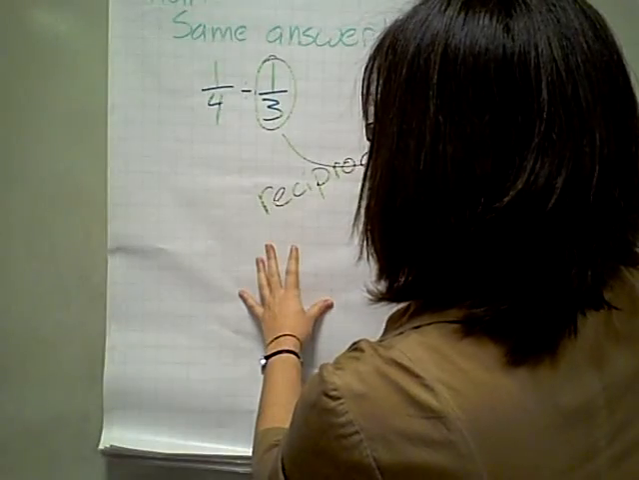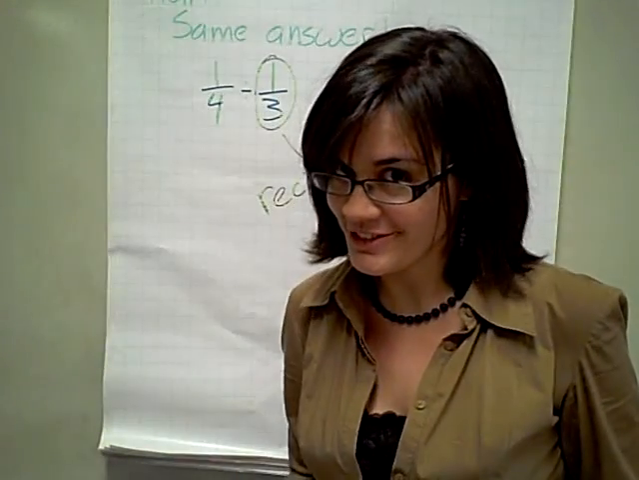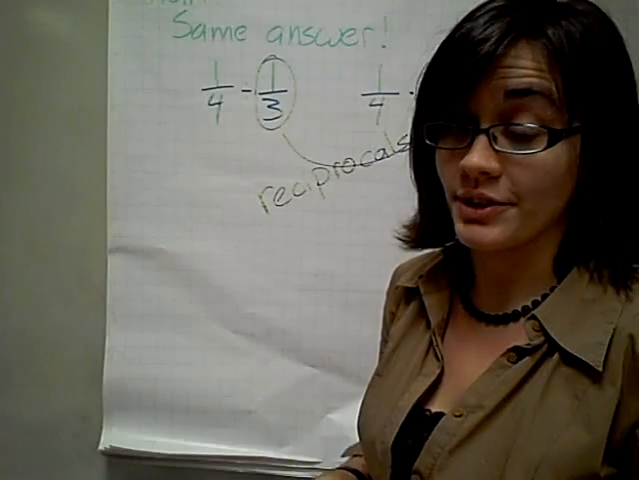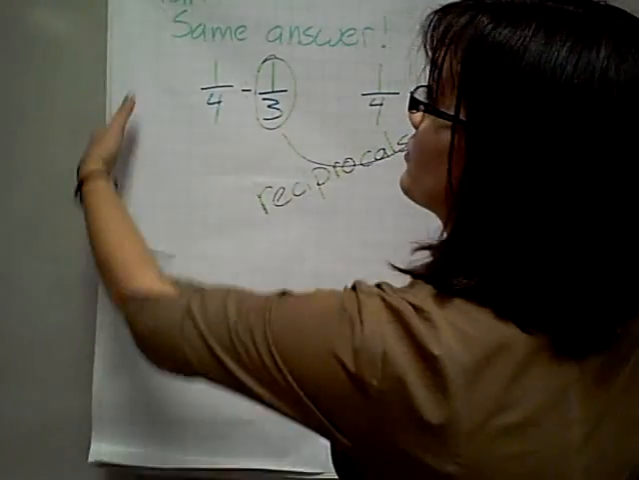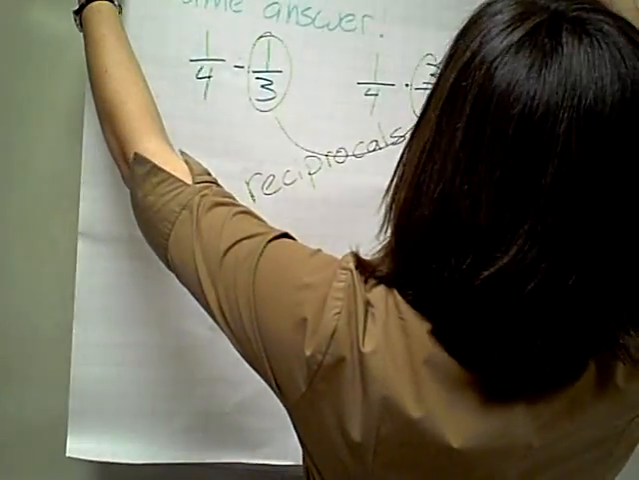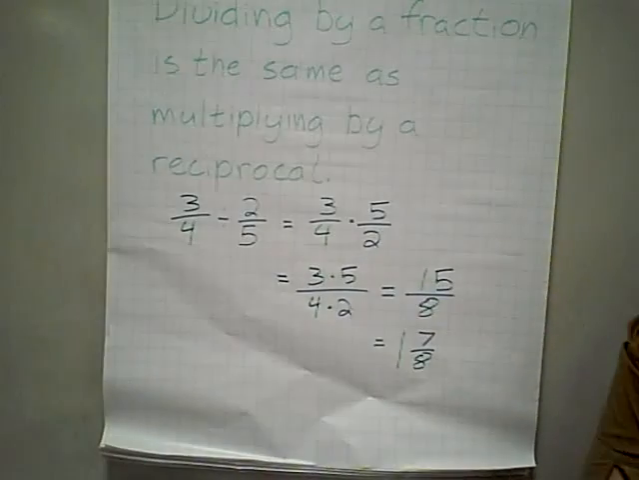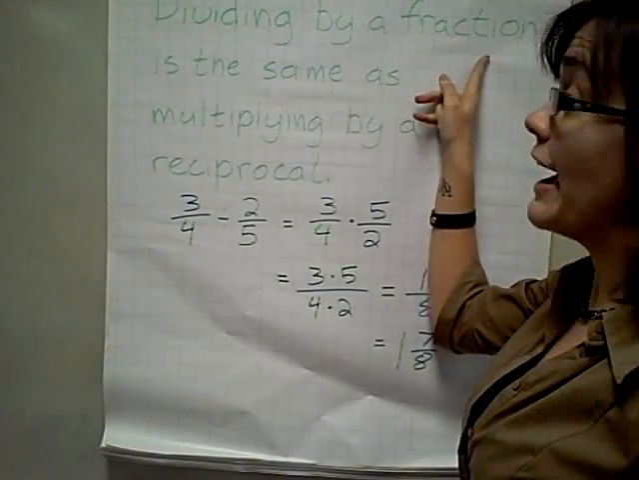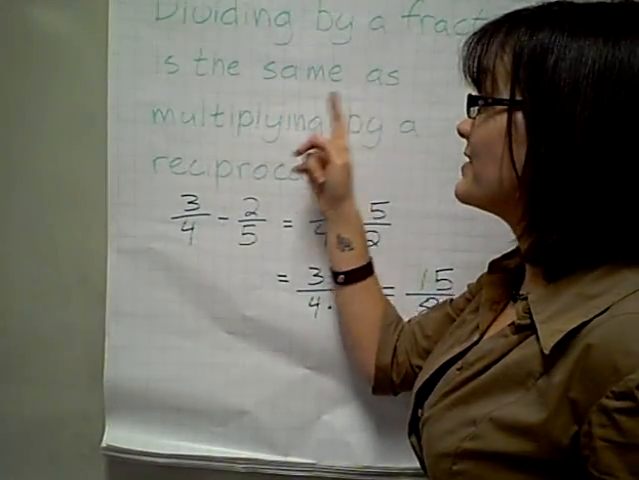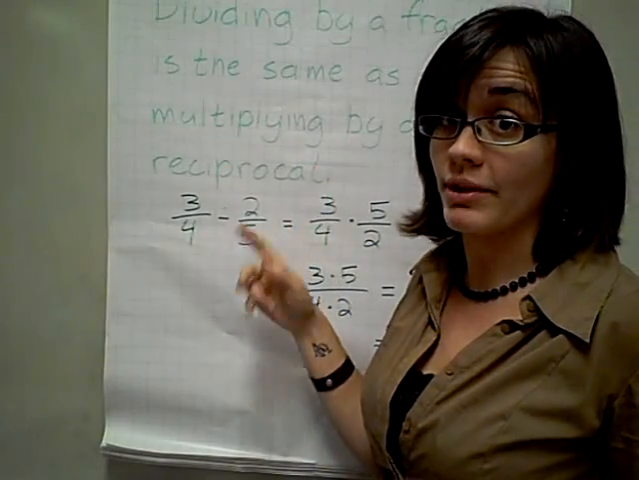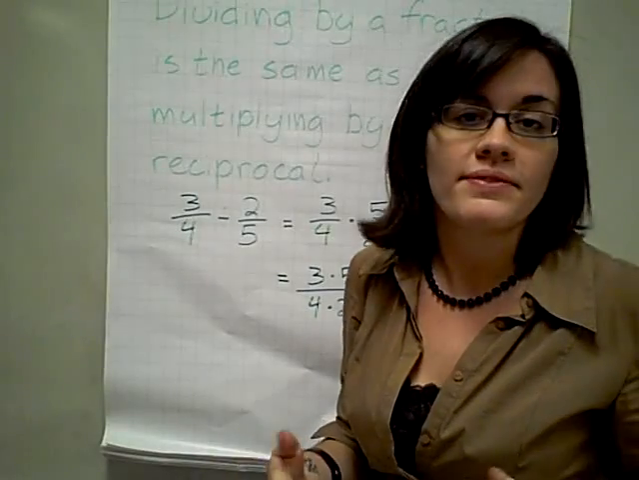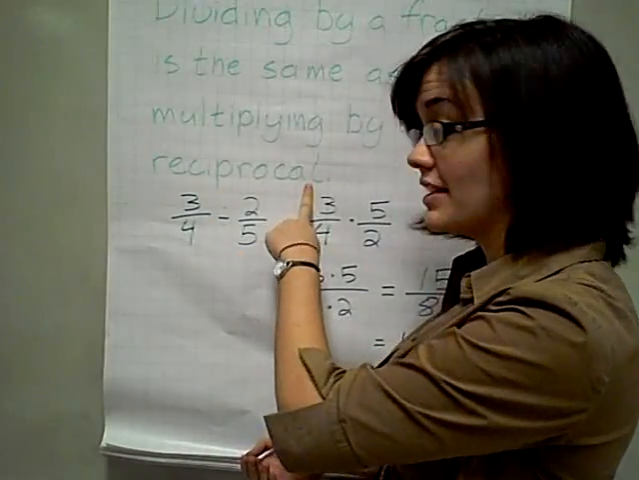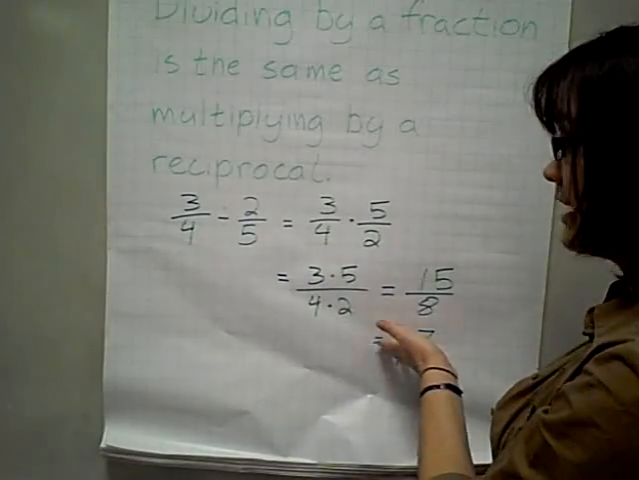Reciprocals. Yes, you are going to need to know that word because I'm going to use it a lot today. Reciprocals, all right? So 3/1 and 1/3 are reciprocals. And the cool thing about reciprocals, guys, is that dividing by a fraction is the same as multiplying by a reciprocal. It's the exact same thing. Remember how adding with a negative is the same as subtraction? Same thing here.